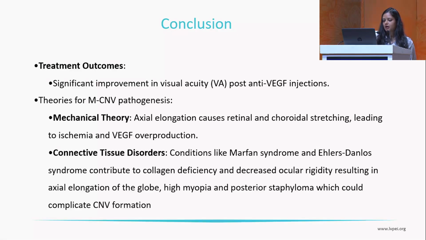The theory behind myopic CNVM is that axial elongation causes retinal and choroidal stretching, leading to ischemia and VEGF overproduction. Other connective tissue disorders like Marfan's and Ehlers-Danlos also have collagen deficiency and reduced ocular rigidity, which leads to more predilection towards CNVM formation.